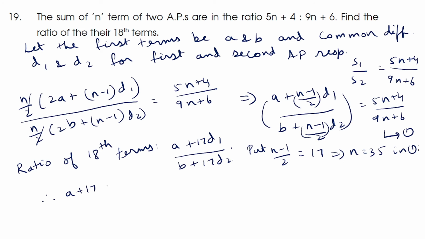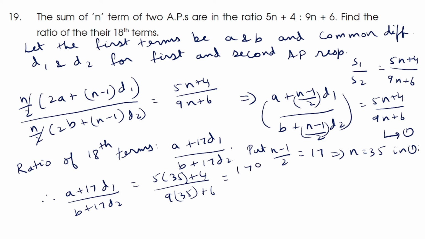Therefore A plus 17 D1 upon B plus 17 D2 is equal to 5 into 35 plus 4 upon 9 into 35 plus 6, or this is equal to 179 upon 321. So this is the required ratio.